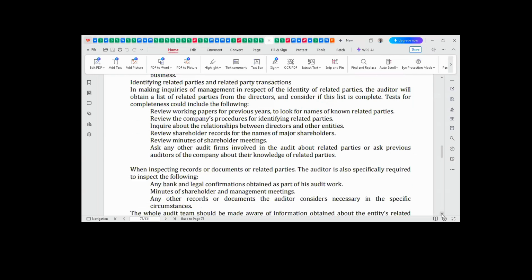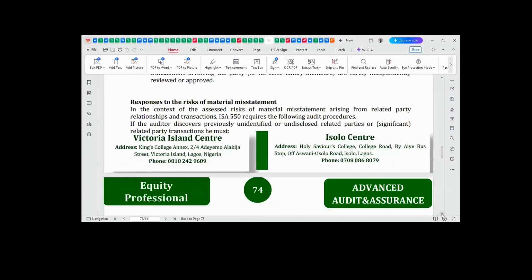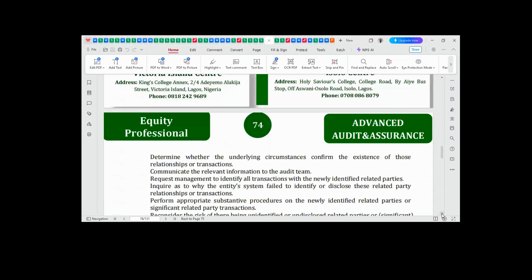But after checking, these are the things the auditor will also need to guard against. So these are the things that will enable you to make an informed decision at the end of whether to qualify the audit report or not, based on what he has been able to evaluate.